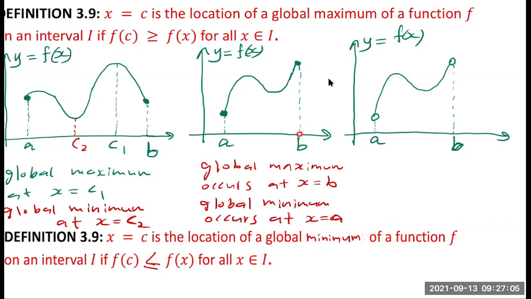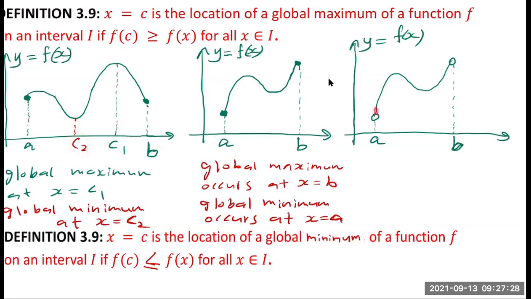Here, the global maximum occurs at the right endpoint. Okay, that means the global extrema. Global extrema means global maximum or global minimum can occur at endpoints, and also they can occur at some interior points. Here is an example where you have the global maximum at an interior point, and also you have the global minimum at an interior point.